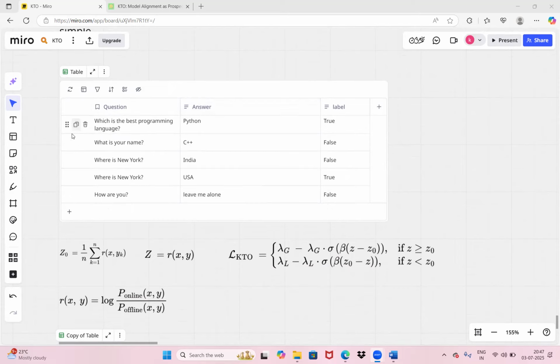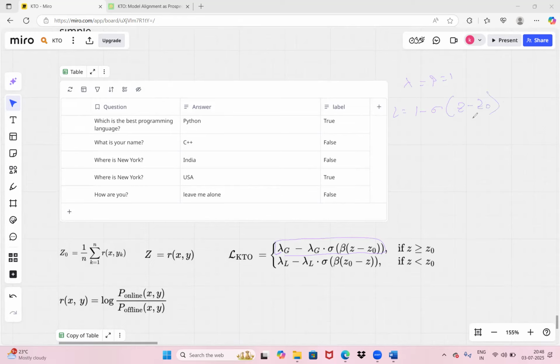Let's try to solve this by taking one question answer pair as example. Let's consider the first question answer pair. How do we calculate loss? Because this is a desired question answer pair, I anticipate my actual reward should be greater than average reward. So that's the reason I consider this equation. So now let's assume that all the lambdas and betas are equal to 1 for simplicity. So now my loss equal to 1 minus sigmoid of z minus z naught.